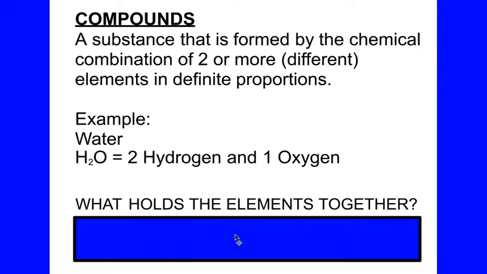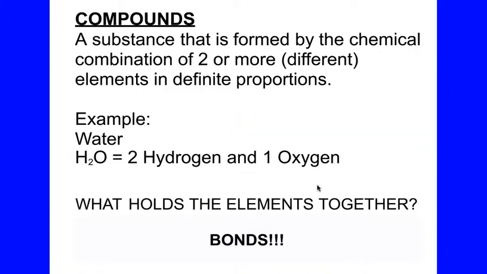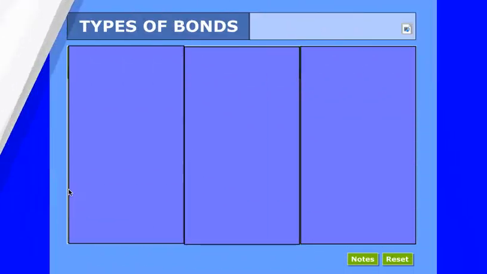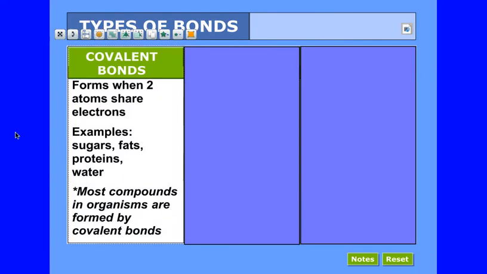So what holds the elements, the hydrogen and the oxygen, what holds those elements together to form that compound? Chemical bonds. So there are a lot of different kinds of chemical bonds. We're going to study 3 different kinds in biology. The first type of chemical bond that we're going to look at is called a covalent bond.